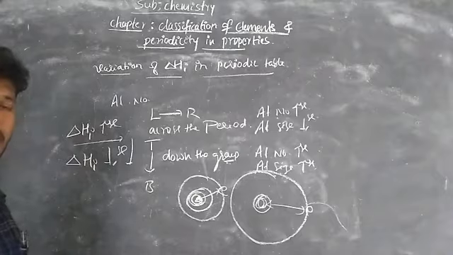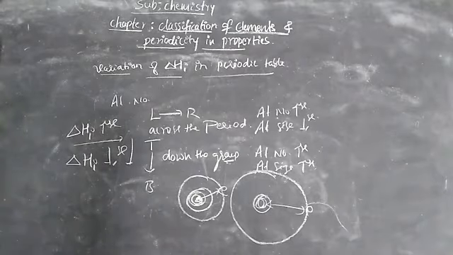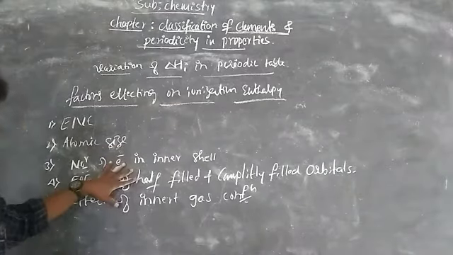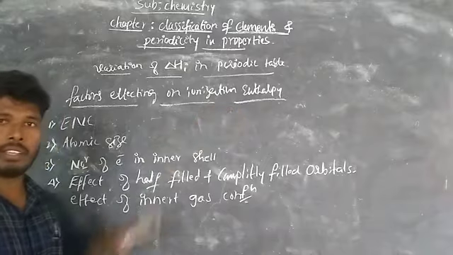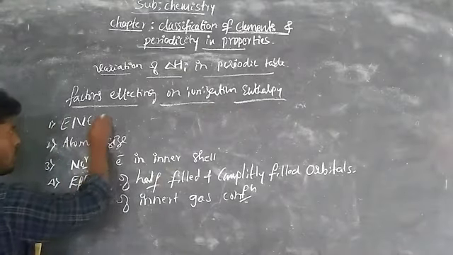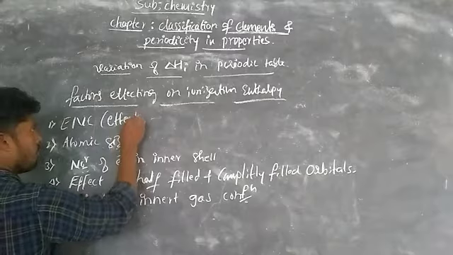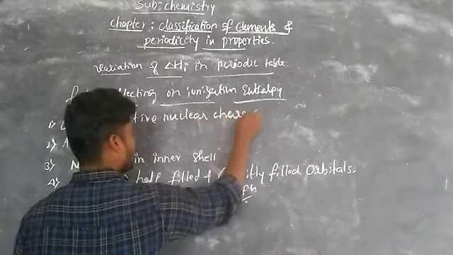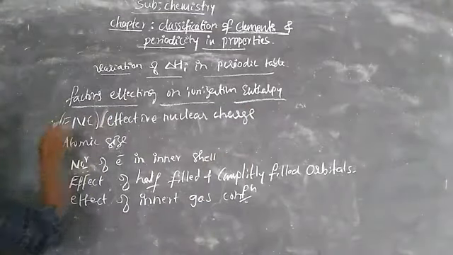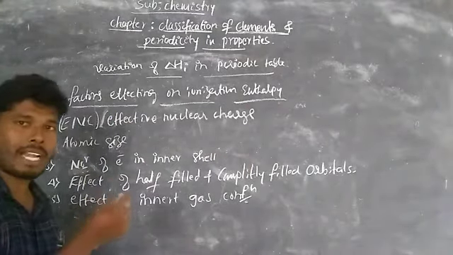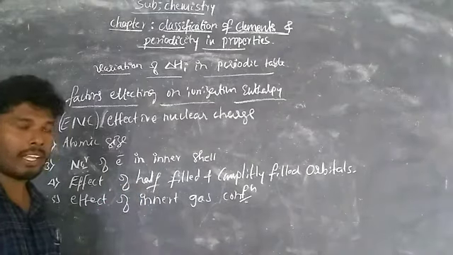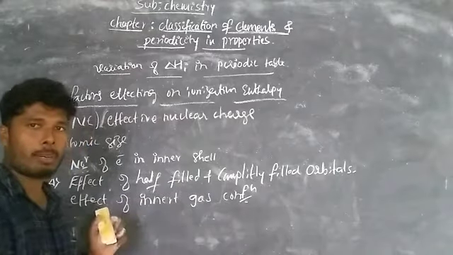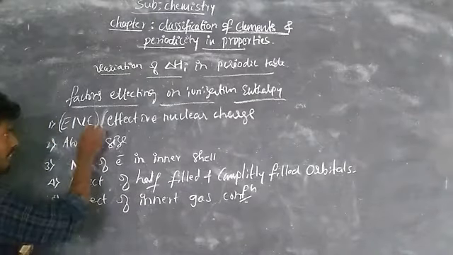Now what are the factors affecting ionization enthalpy? The first one is effective nuclear charge, called ENC. If the size of an atom is less, the effective nuclear charge is high. Therefore, the ionization enthalpy increases from left to right and decreases down the group. That is the effective nuclear charge.